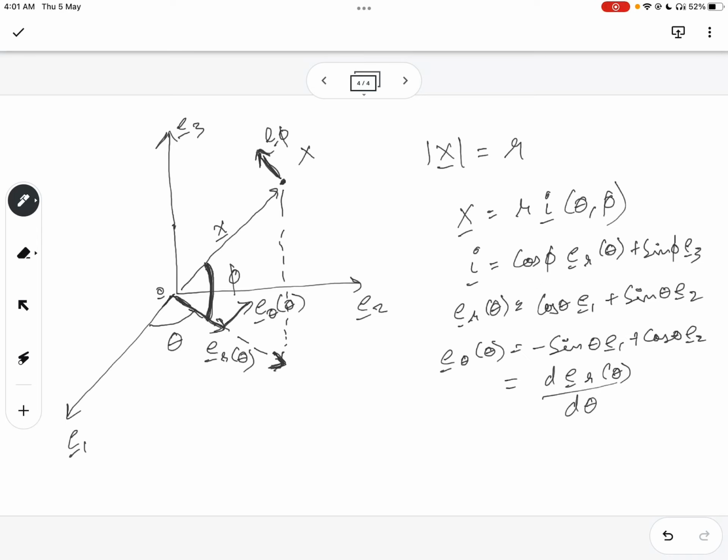Also, e phi is given to be I cross e theta. So e phi is I cross e theta, which is nothing but minus sin phi cos theta e1 in terms of the fixed orthonormal basis, minus sin phi sin theta e2 plus cos phi e3.